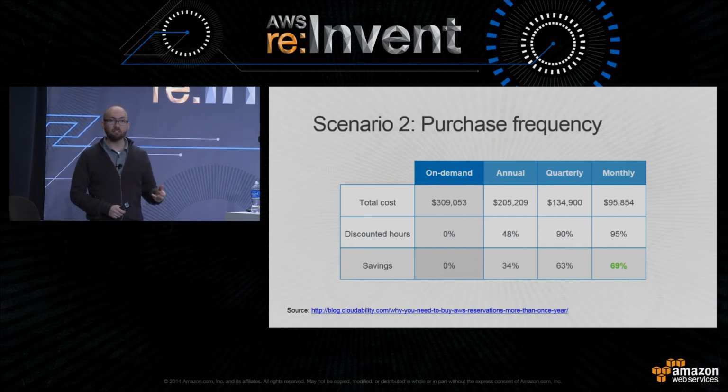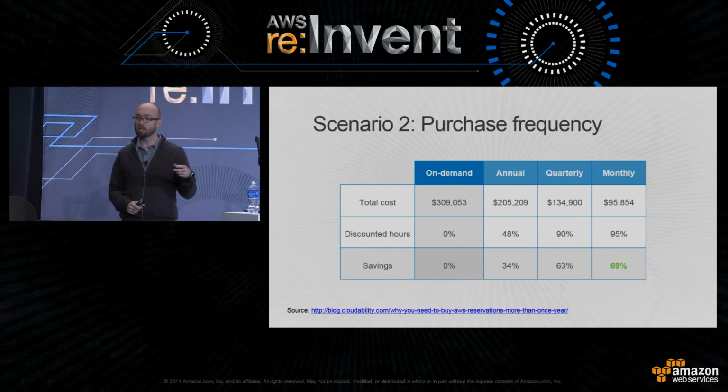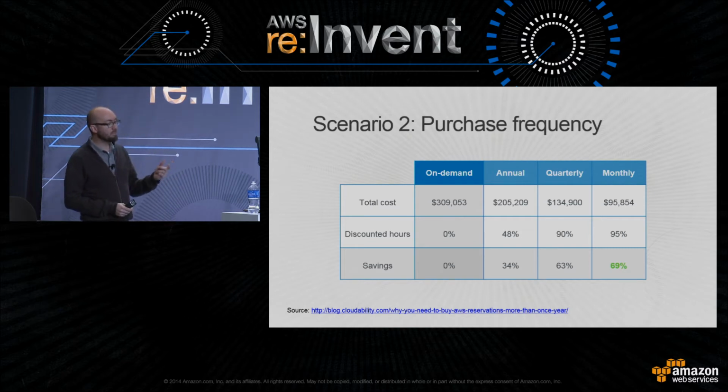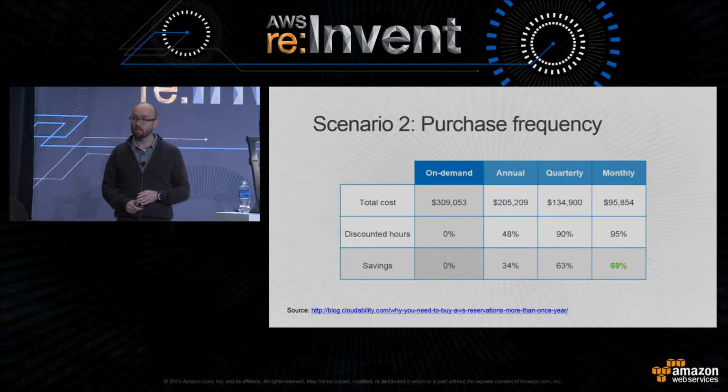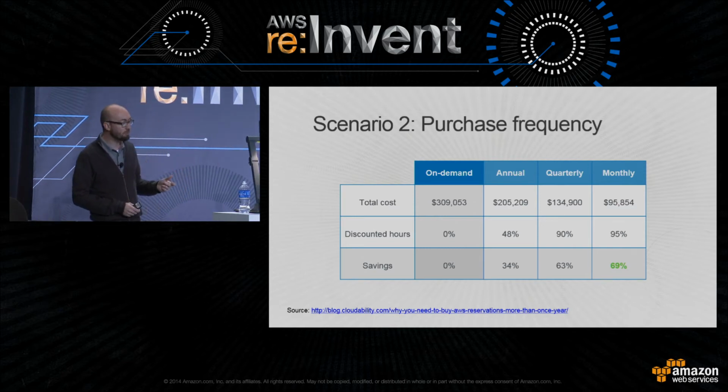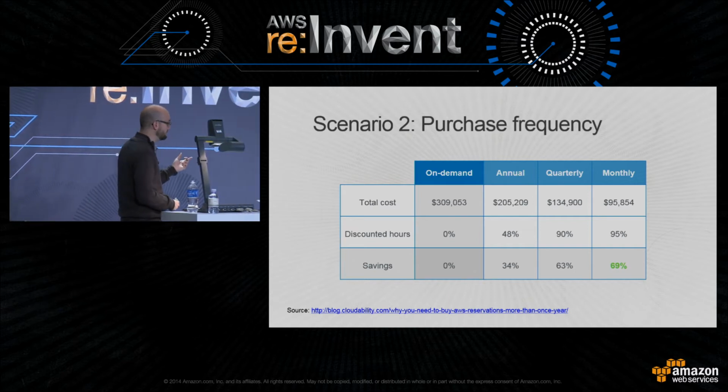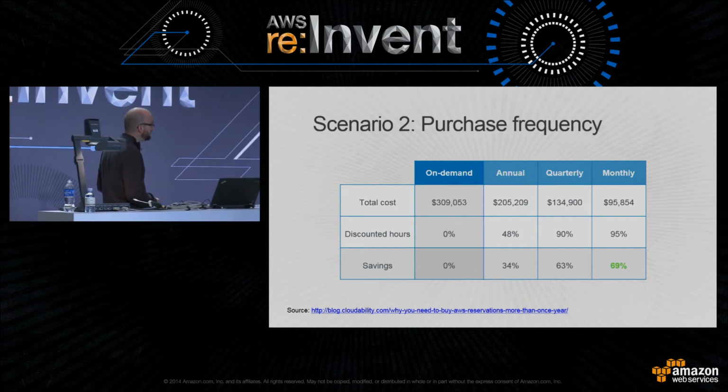If you bought annually, in other words, you bought RIs to cover your initial 10 reservations, and then at the end of the first year, you bought RIs to cover the 20 or so reservations that you're running at that point, you would spend about $205,000. So over the course of those 2 years, 48% of your hours would be covered by a reservation. You'd save about 34%. Not bad. If you bump that down to quarterly, you get close to 90% of your hours covered by reservation, and you're saving 63%. If you do monthly, you're at that 95% number, and you're saving 69%.